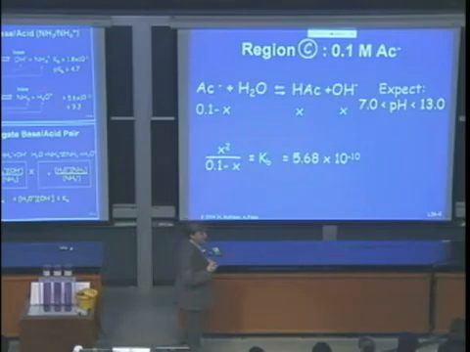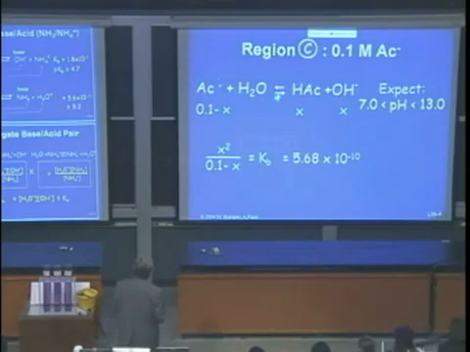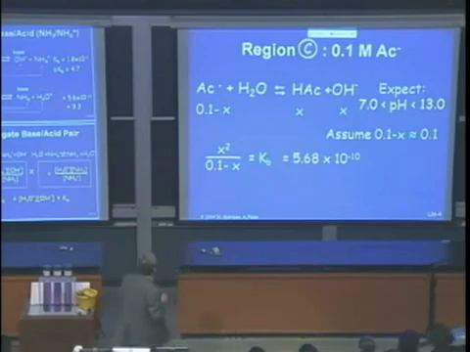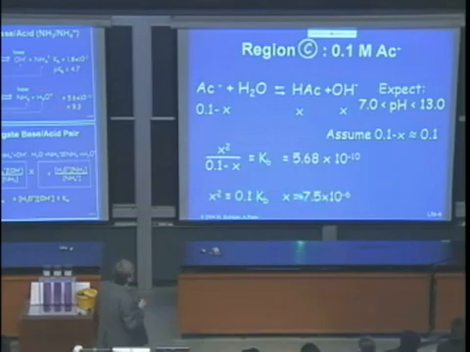We can solve it either the long way, or we make an assumption. We say because that constant is so small, there's only a very, very small amount X that forms. So 0.1 minus X is about 0.1. We can assume this because it's so little, yeah? So we say X squared divided by 0.1, so X squared equals 0.1 times Kb, and this is 5.68 times 10 to the minus 10.